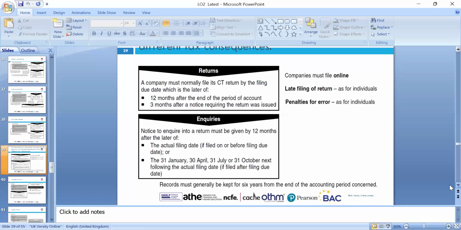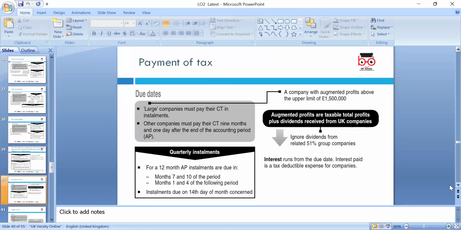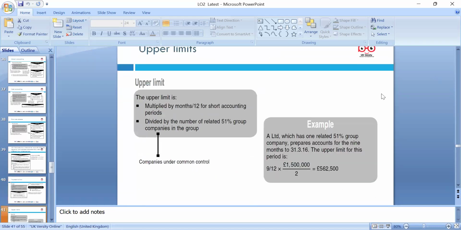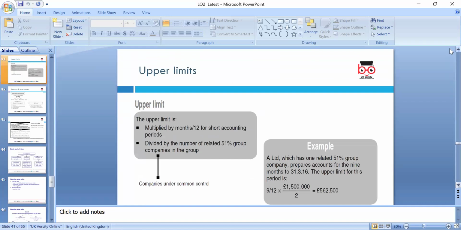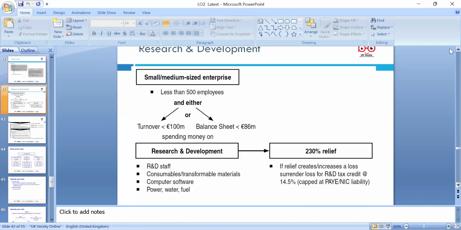We need to look around those, according to, of course, we mentioned 31st January, and the payment of taxes due. Large companies must pay the corporation tax. It can be in installments. Of course, we can look around quarterly installments, and so we have to look around the different limits, upper limits, like in multiple months, like 12 months, shorter accounting periods, divided into 51% of the group of companies. So if it's a group of companies, like associates, subsidiaries, those elements we can discuss, and allocations of.